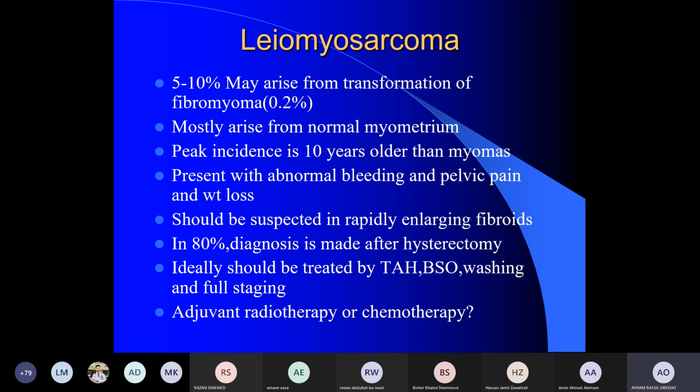However, most of leiomyosarcoma, they arise from a normal myometrium. They are not preceded by fibroid. Usually the presentation is pain with bleeding. In the majority of the cases, the CT scan, the ultrasound, the clinical presentation will not be able to differentiate between leiomyosarcoma and leiomyoma, the fibroid. So in majority of the cases, the diagnosis is made after the surgery.